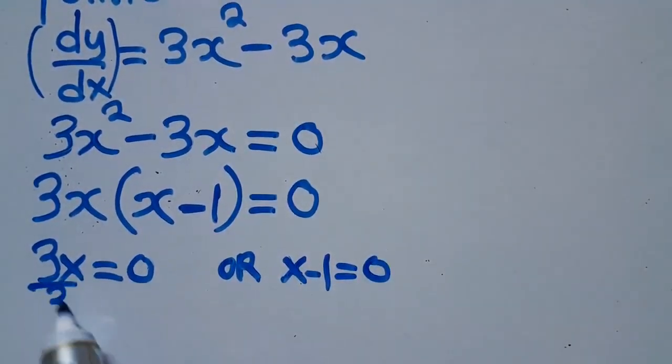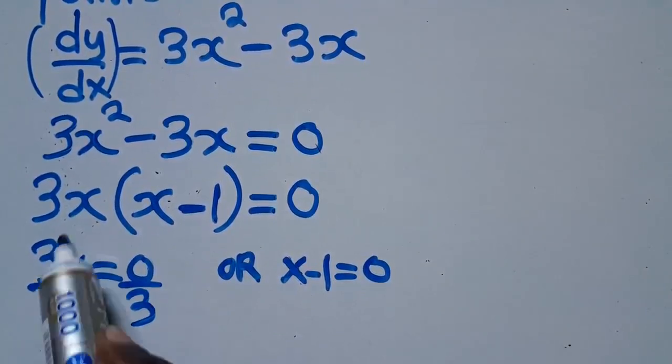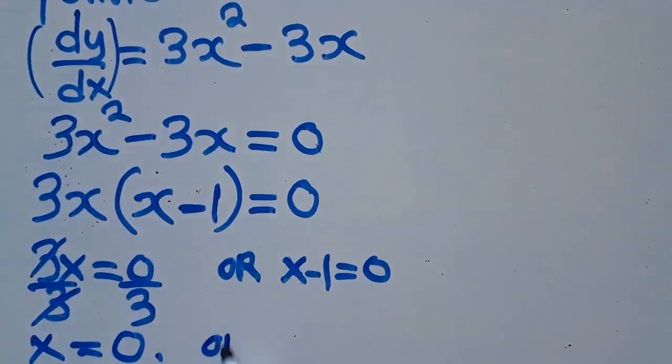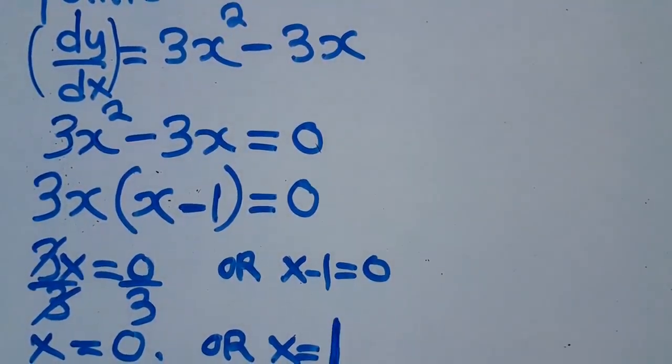So over 3, this cancelled. You're going to have x equal to 0 here, or x is equal to what? When this one goes aside, it is 0 plus 1, which is equal to 1. So these are the two answers we found. So you are asked to find the coordinates of the stationary points.